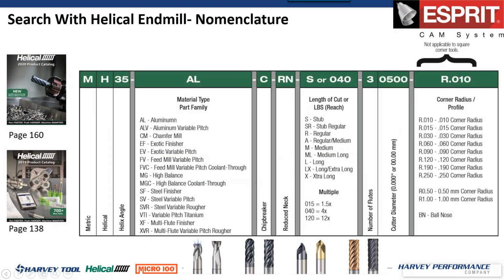When we talk about nomenclature, you look at all these numbers and letters and say, hey man, what does that mean? Well, if you have our Helical catalog, I've got it labeled the 2020 catalog, you'll see it on page 160. In the 2019 catalog, it'll be on page 138, and it'll give you the general description of what all these letters and numbers mean.